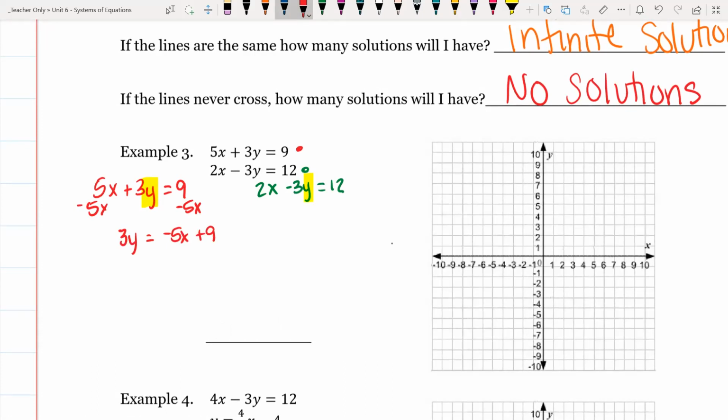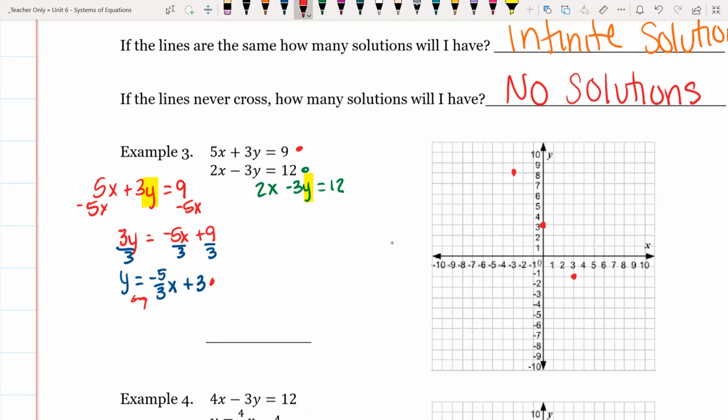And then again, we want to get y alone, so we divide everything by a +3. And we get y equals -5/3 x, leave it as a fraction, plus 3. Right? So now I can graph this. So I go to +3, and because it's negative, I go up and to the left. Go up 5, 1, 2, 3, 4, 5 over 1, 2, 3. I can't go any further, so I'm going to do the opposite. I'm going to go down 5 and over 3.